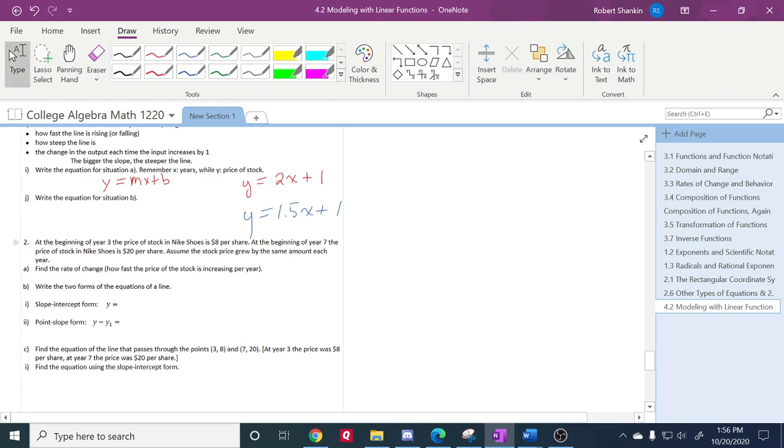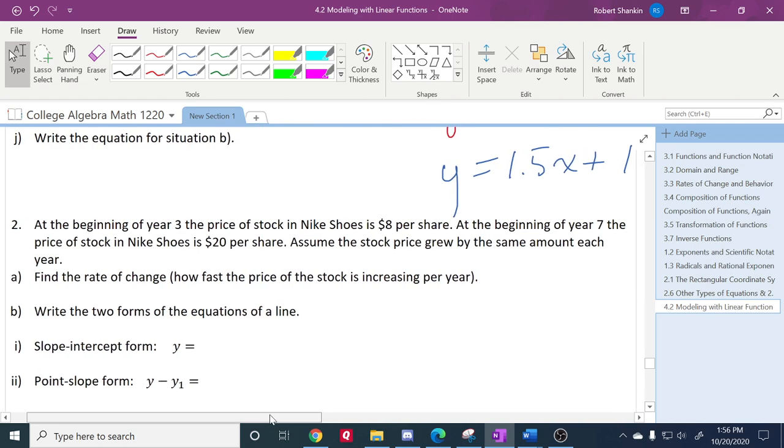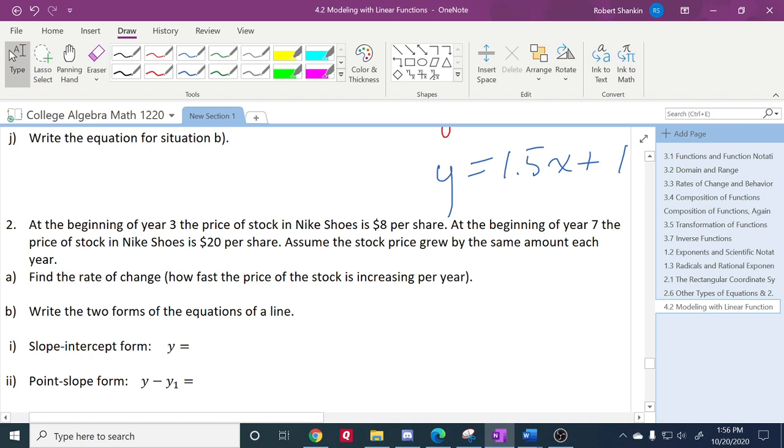Alright, now, number 2. At the beginning of year 3, the price of stock in Nike shoes is $8 per share. At the beginning of year 7, the price of stock in Nike shoes is $20 per share. Assume the stock price grew by the same amount every year. Find the rate of change, how fast the price of the stock is increasing per year. So let me give you a quick bit of time to find that.